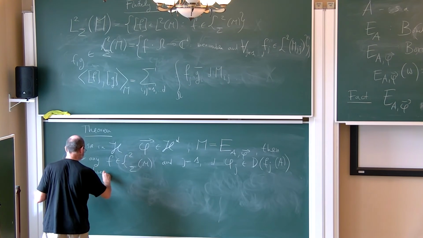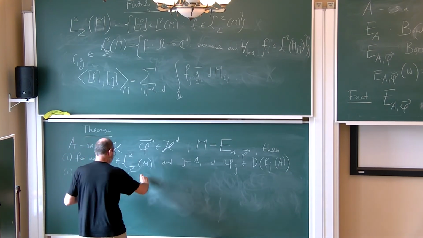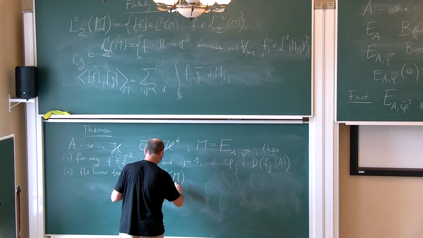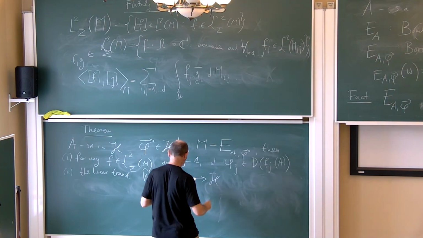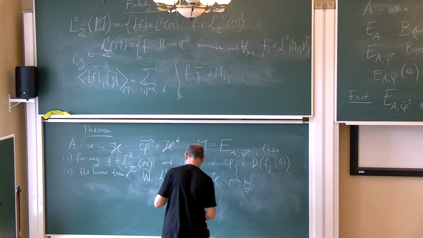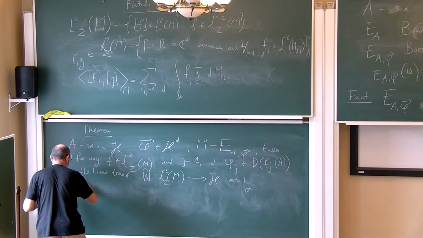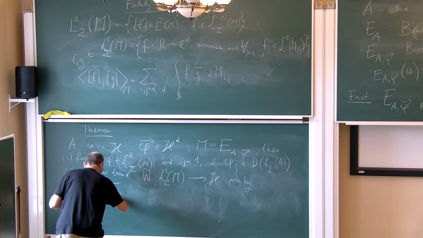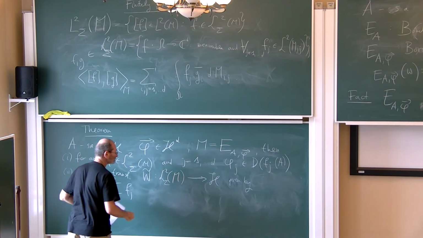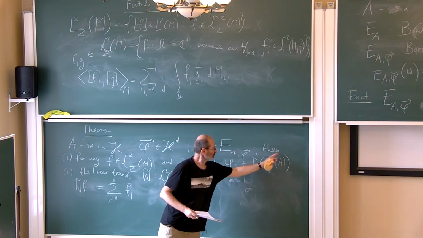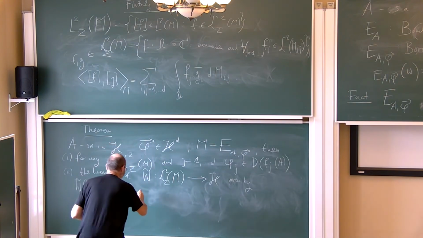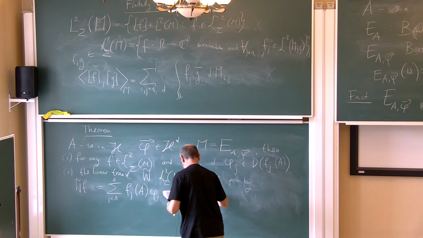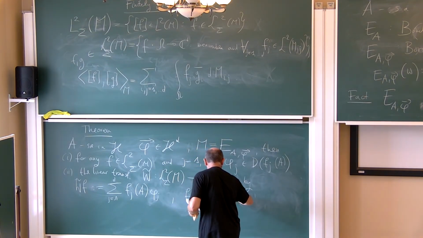Number two, the linear transformation W tilde from L2 sigma of M into H given by W tilde on F equal to the sum from 1 to d, and what we sum? We just sum values of this operator on this, f j of A onto phi j, for any f belonging to L2 sigma of M.